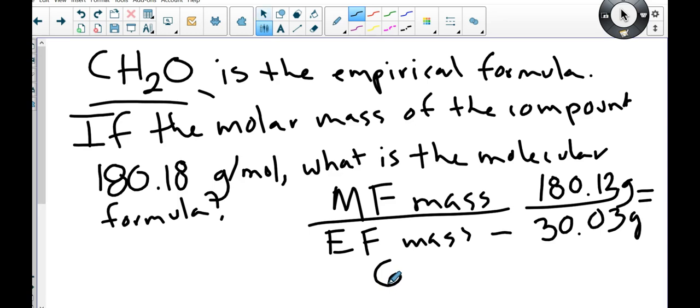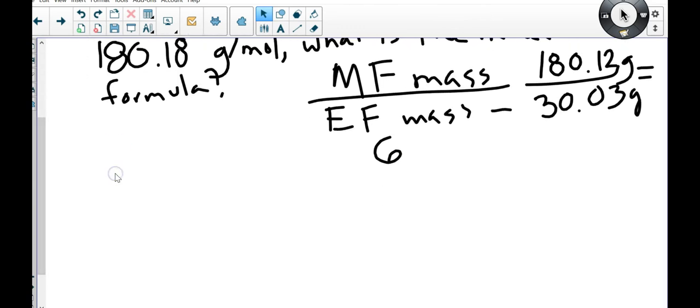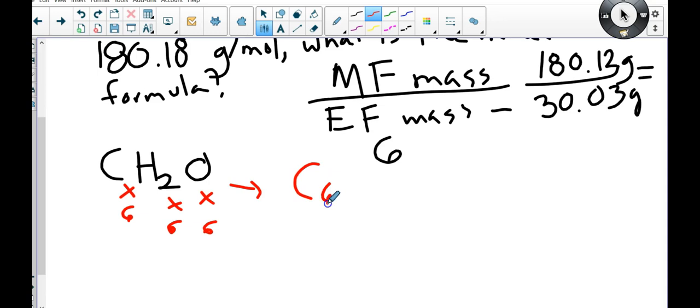So what I have to do to get the molecular formula is take the empirical formula, which is CH2O, and multiply all the subscripts by 6. That will give me C6H12O6. Do you understand why I multiplied all by 6? Because the molecular formula is 6 times heavier than the empirical formula. So that means I have to make it 6 times heavier by multiplying all the subscripts by 6. So you just round to the 6.